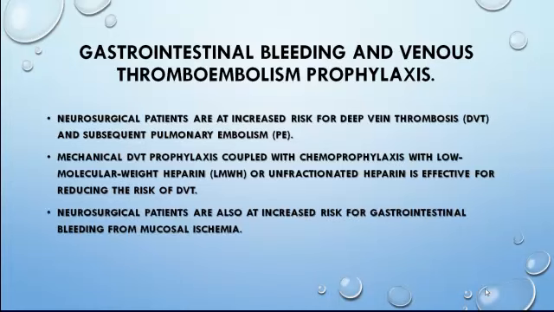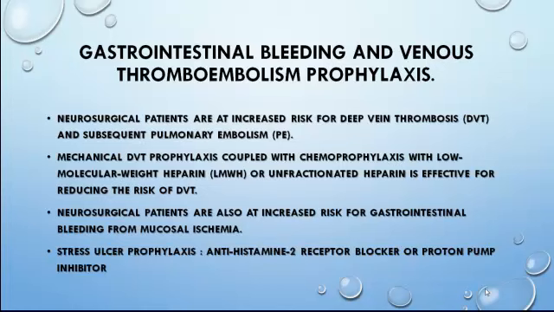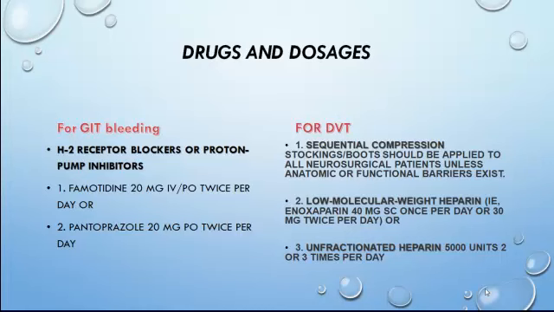Neurosurgical patients are also at increased risk of gastrointestinal bleeding from mucosal ischemia, which can cause stress ulcer. Stress ulcer prophylaxis includes an H2 receptor blocker or proton pump inhibitor. These are the drugs used for GI bleeding: H2 receptor blocker or proton pump inhibitor; for DVT, sequential compression, low molecular weight heparin, or unfractionated heparin.